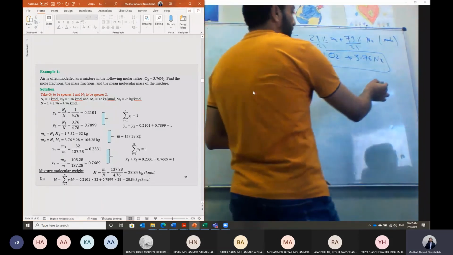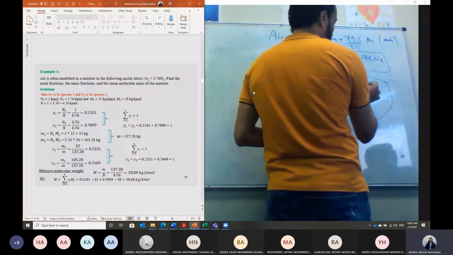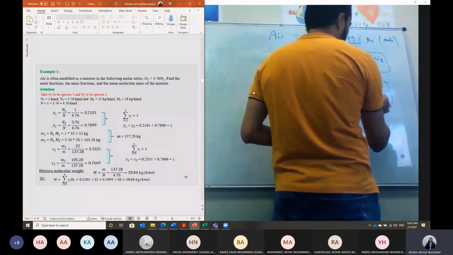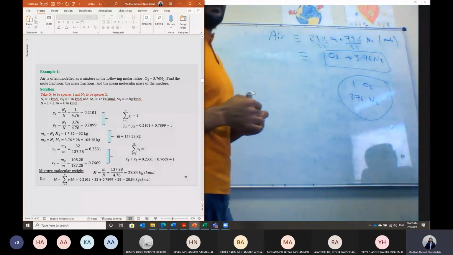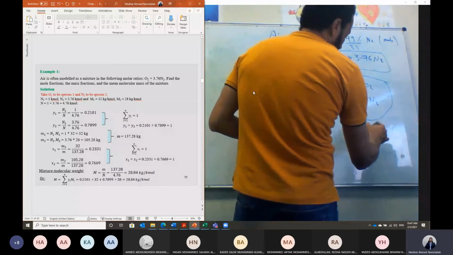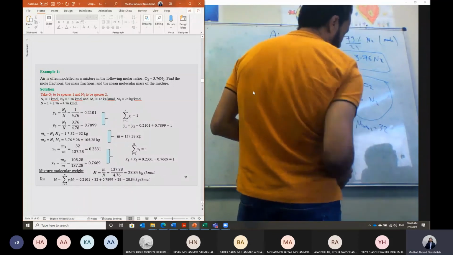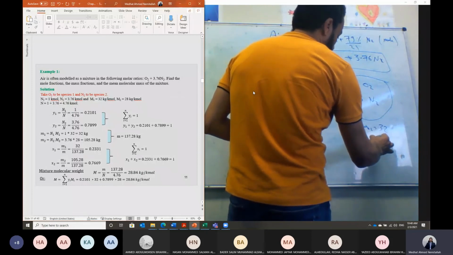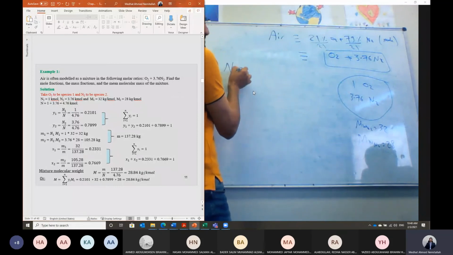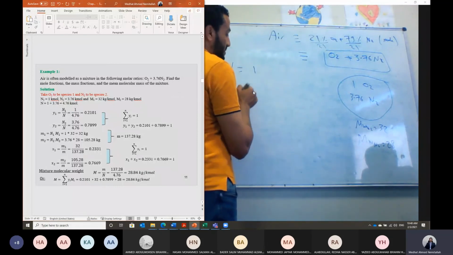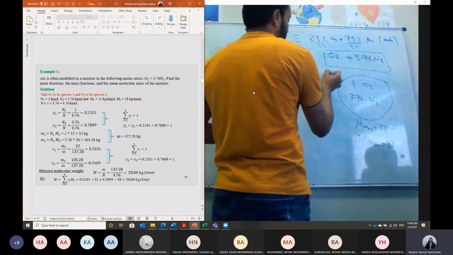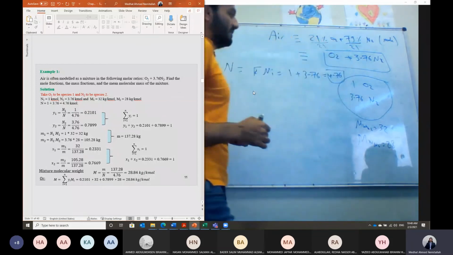Okay. Let's assume we have a gas mixture that consists of 1 mole of O2 plus 3.76 moles of N2. Right, what is the molecular weight of O2? You should keep this in mind. It's 32, and the molecular weight of N2 is 28. The total number of moles will equal the summation of the number of moles for each component, which is 1 plus 3.76, so it will equal 4.76.